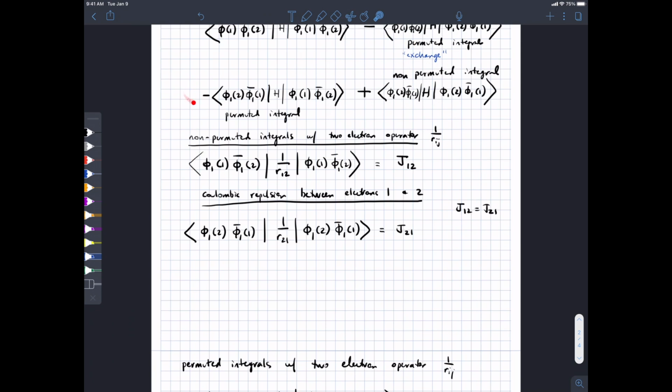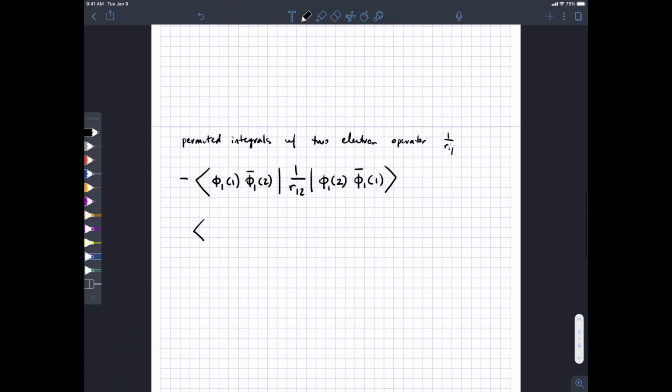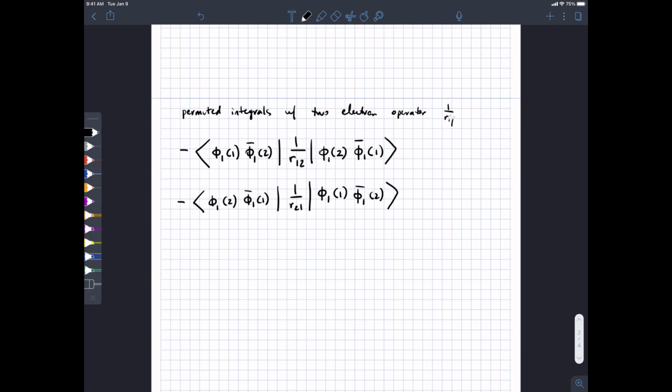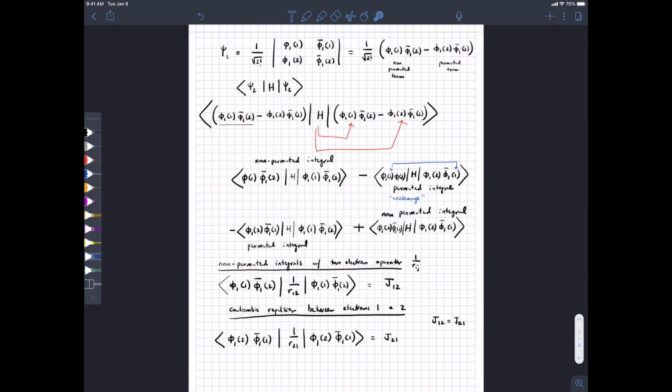That other term here, and in that term we start with, let's see, electron 2 being in phi 1 and electron 1 being in phi 1 bar. The operator is 1 over the distance between electrons 2 and 1, but then on the other side of that operator we've got electron 1 in phi 1 and electron 2 in phi 1 bar. Notice that these exchange terms are both negative because in our Slater determinant the permuted term is negative. Okay?